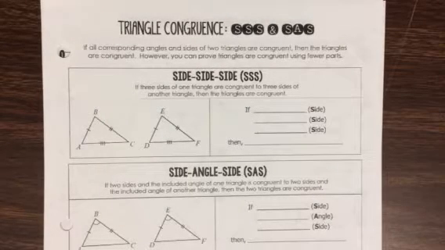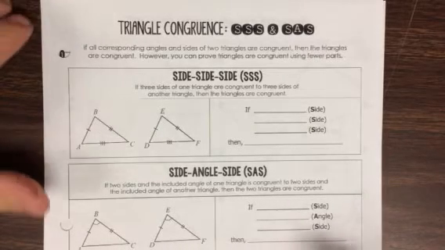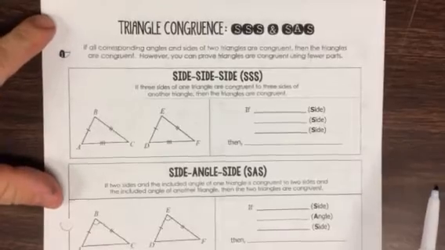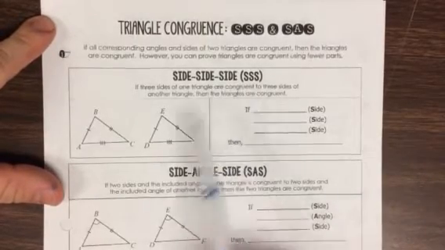Today we are going to talk about triangle congruence. In the last video we talked about what happens if we know triangles are congruent. Today we are going to talk about how to prove that triangles are congruent. The first theorem we're going to talk about is the side-side-side postulate.